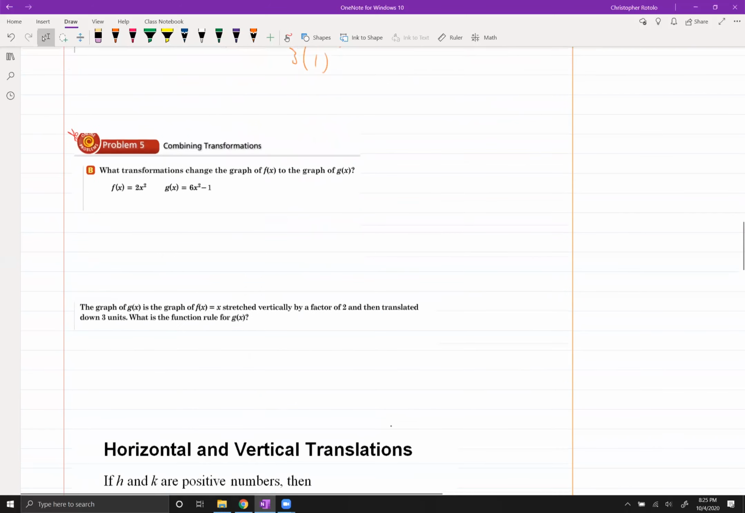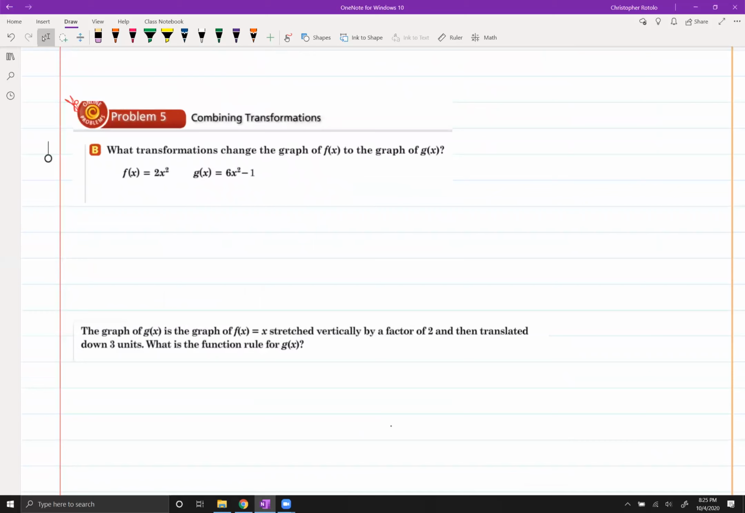All right, combining these transformations. So we have a quadratic. We're going to start with f of x. They're saying what transformations have to happen. So how can I get 2x squared to turn into 6x squared? So the first thing is we need a vertical stretch of, well, 2 times what gives me 6?